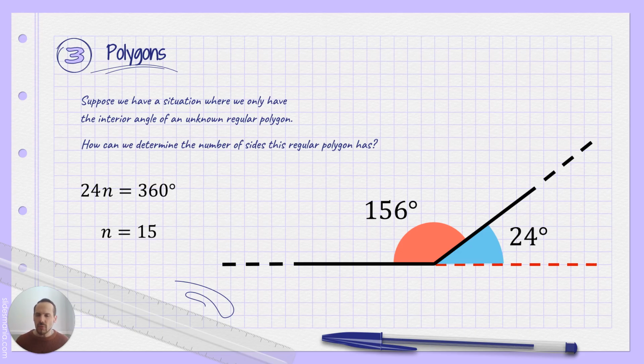And so whether you want to form an equation or just work it out more logically, you see we can find the number of sides must be 15. So that's how we would work that out.